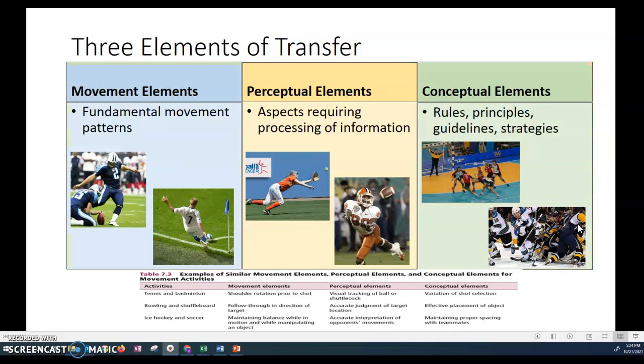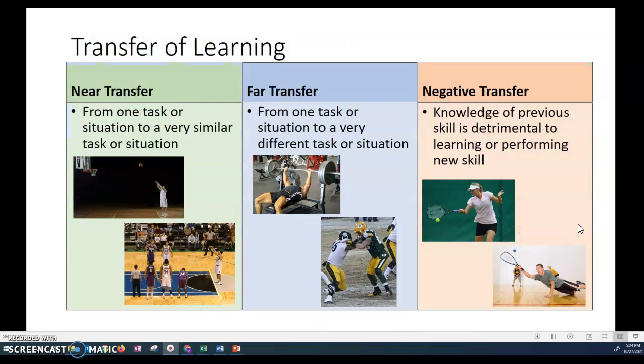So again, three different elements of transfer and three different types of transfer. These are things we want to think about as we move forward. Our final project in this class is to build a practice plan. While building this practice plan, you're going to want to think about how the things we do in practice are going to transfer over into the game.